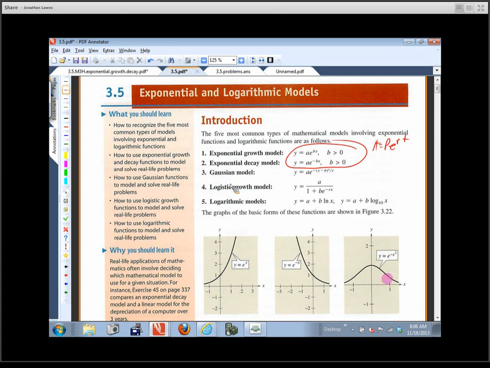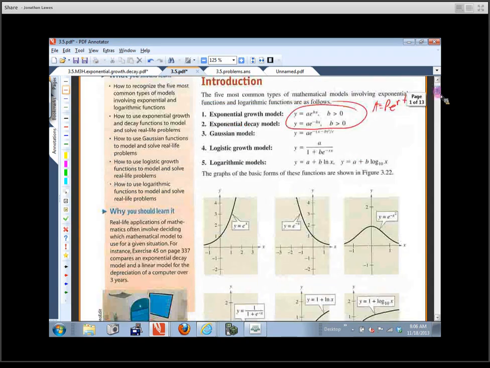They also talked about something called a Gaussian model, which if we had time would be really interesting to go through. We're actually going to cover some statistics and some probability in this class toward the end. You might see that type of model again, so you might want to take a look at that, just briefly.